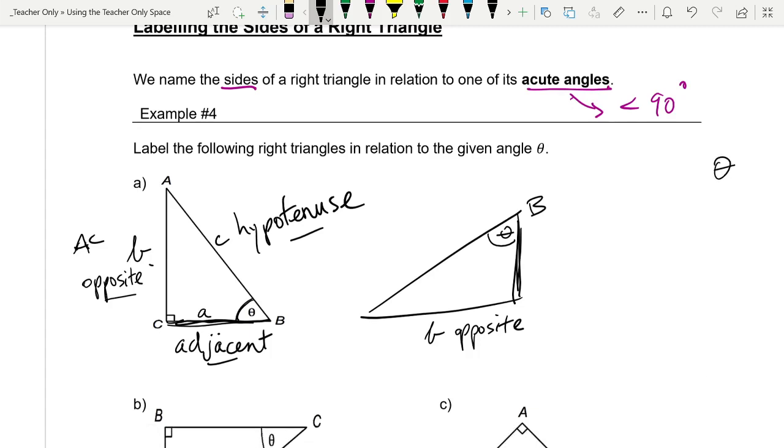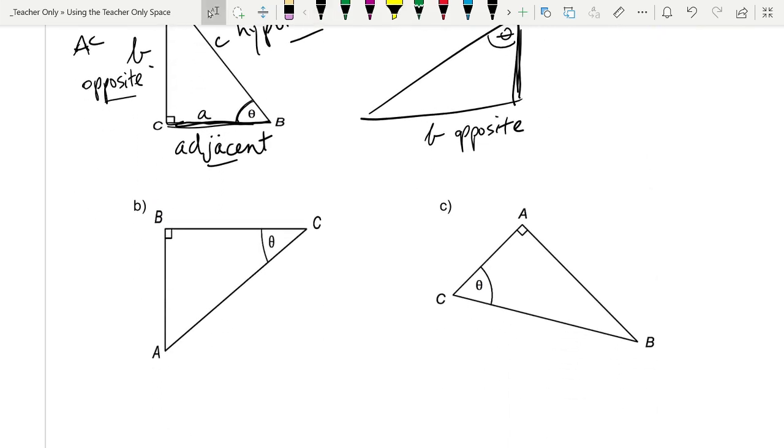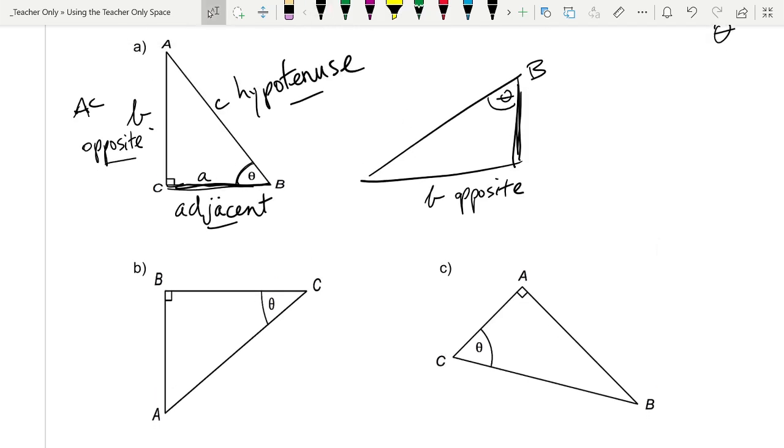Okay? So let's try it on your side now. Label these 2 triangles with, first of all, the lowercase letters for their sides, and then tell me which side is hypotenuse, opposite, and adjacent to my theta angle. So take a look at how I did the A one and see if you can do the B and the C one. I'll give you a minute.